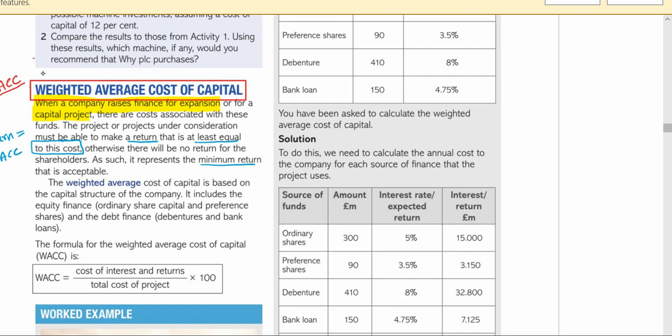So in short form, WACC represents the minimum acceptable return from an investment.